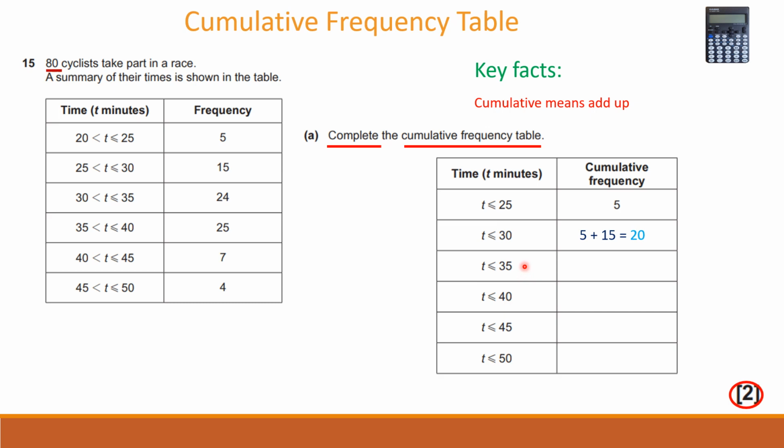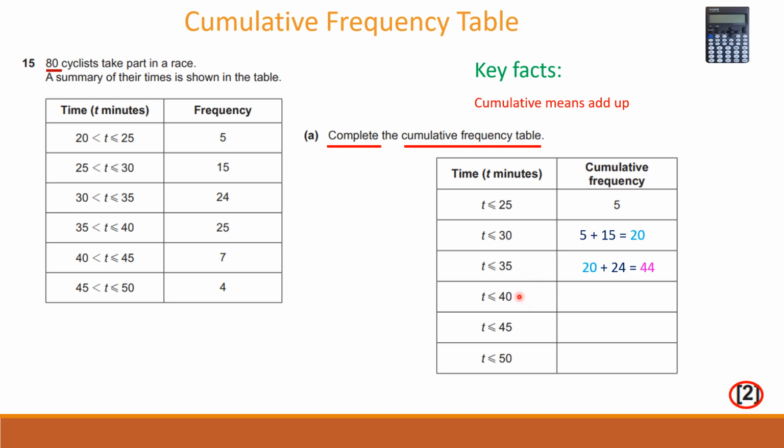Now I need to work out how many are less than 35. So between 30 and 35 is 24. I've also got 25 to 30, which is also less than 35, and 20 to 25, which is also less than 35. So all these 3 values added up is the answer you're looking for. Now we've already added together these last 2 values. So the 5 plus the 15 was 20. So I'm just going to take the 20 I've just worked out and then add on the new one. So it's just going to be 20 plus 24, which takes me to 44. So there are 44 people in total less than 35.